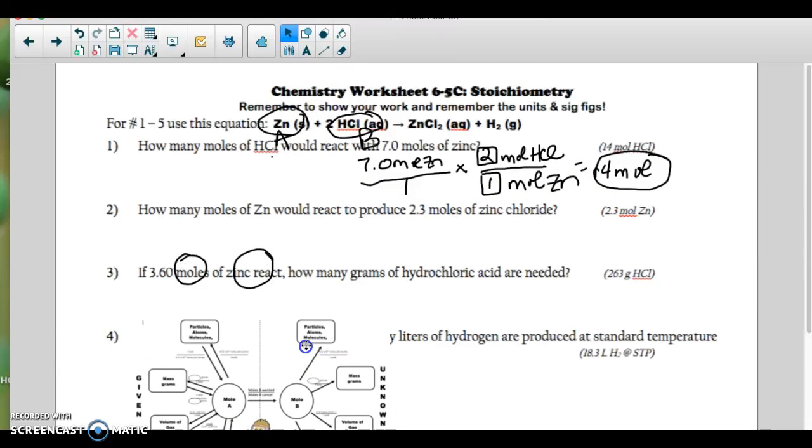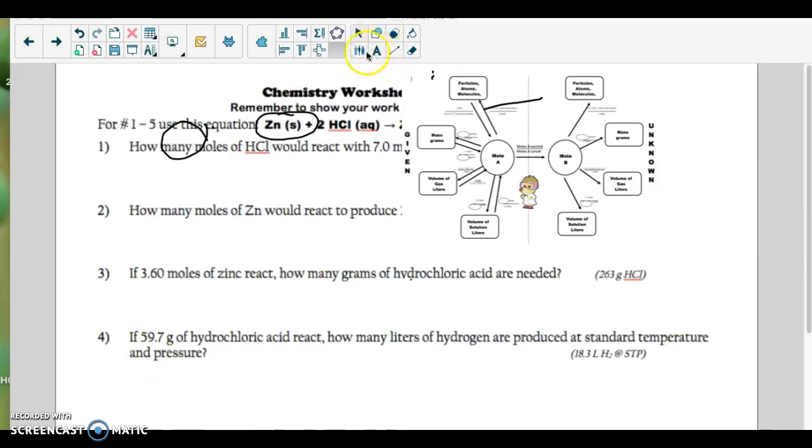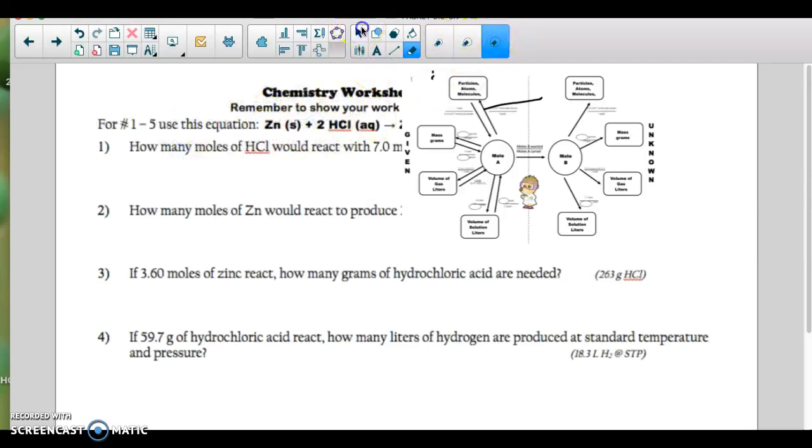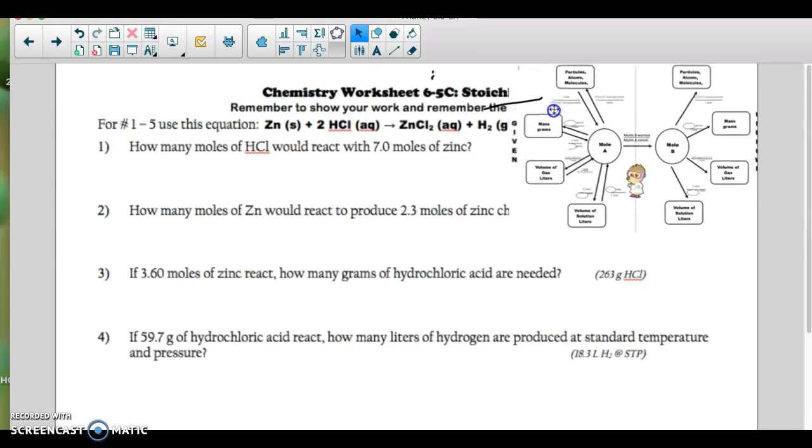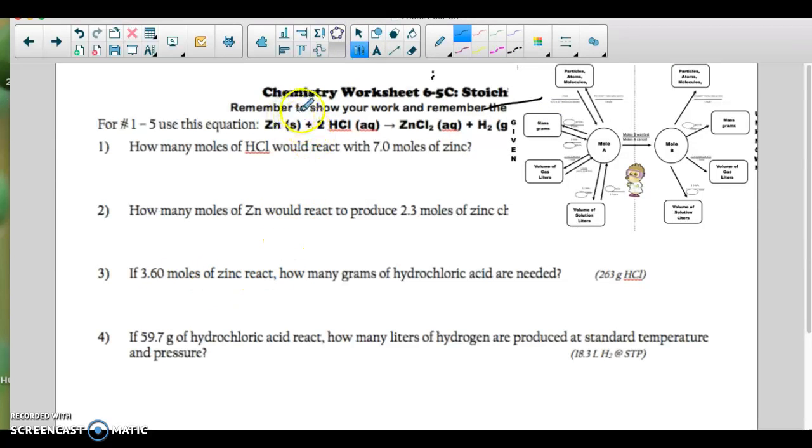So let's try another. Okay, so let's try another problem. It's a little different. We are going to do number 3. And in number 3, we are starting with 3.6 moles of zinc. So this is going to be my A. And then we're going to go to grams of HCl. So that's going to be my B. So really we're starting here at moles of zinc. We're going to convert over using mole-mole to get to moles of hydrochloric acid, and then we're going to use molar mass to end here at grams.